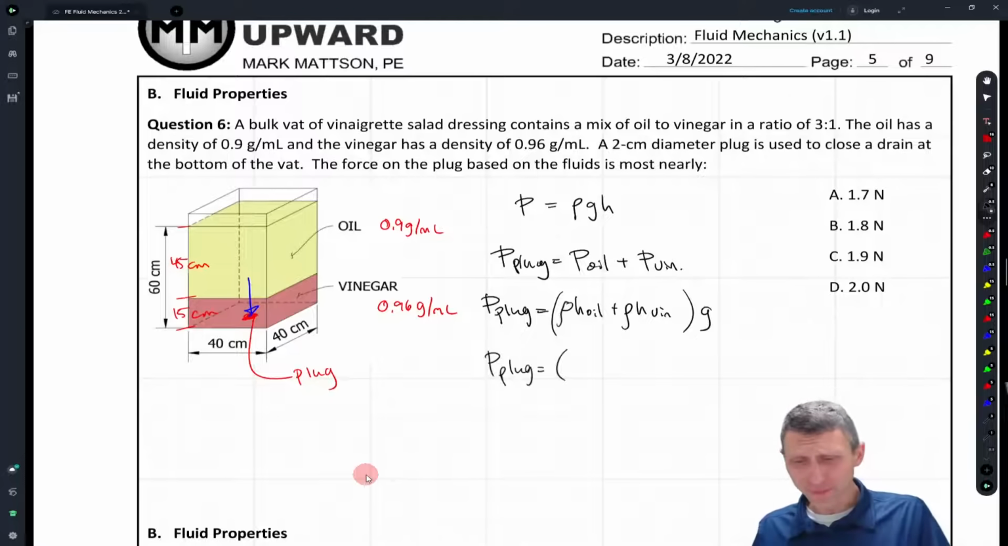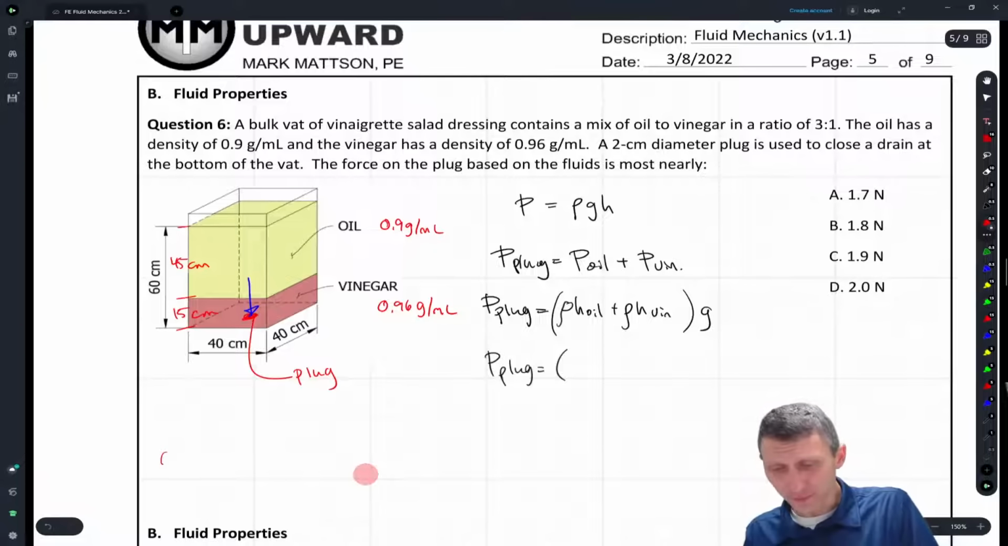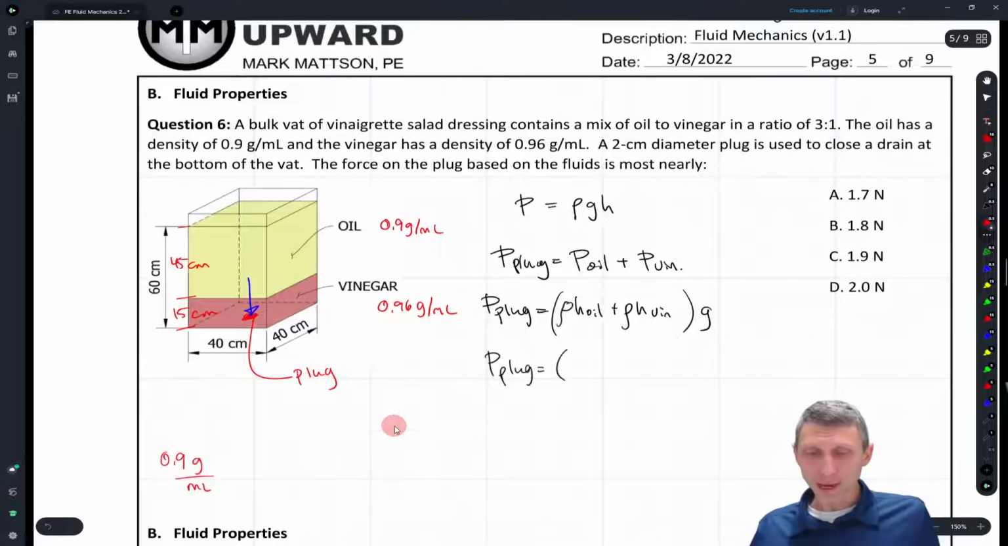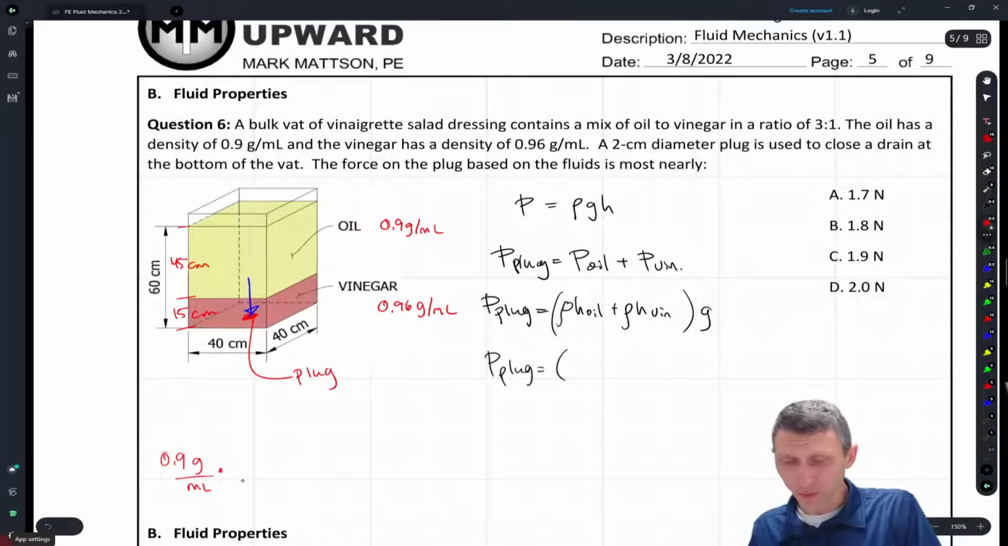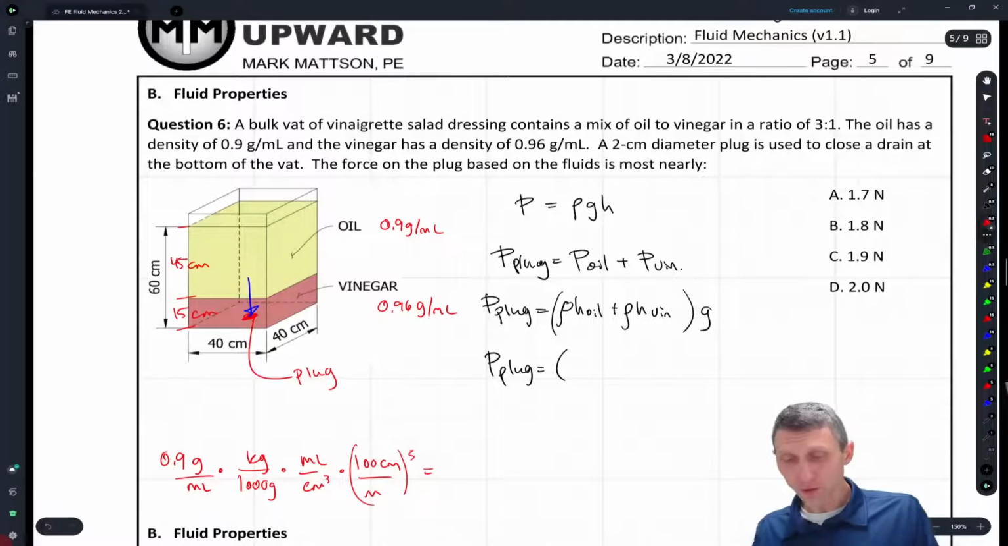But that makes me think, okay, if I have 0.9 grams per milliliter, I want to get to kilograms per cubic meter. Okay, so let me look at this. I've got 1,000 grams per kilogram, and for every milliliter, I've got a cubic centimeter, and for every 100 centimeters, I've got a meter, and I've got a cube, both of those. Okay, so what do I get here?